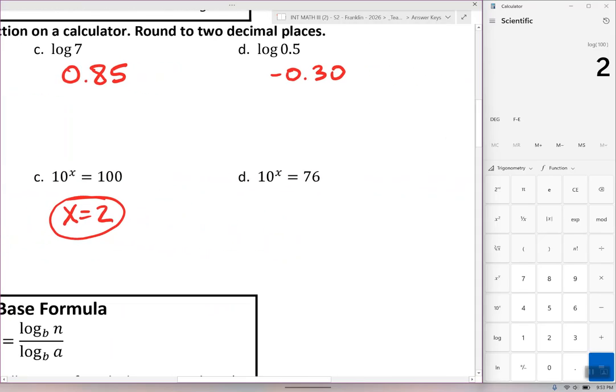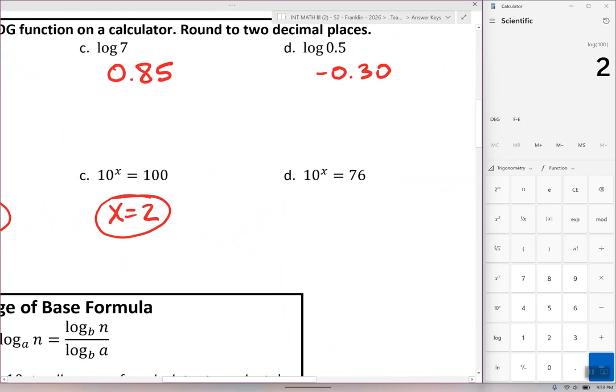Now 10 to the x equals 76. Now 76 is kind of close to 100. It's honestly as close to 100 as this was to 10. So I think we're going to be almost 2 here. It'd probably be more than 1.5. We'll see. Log of 76.